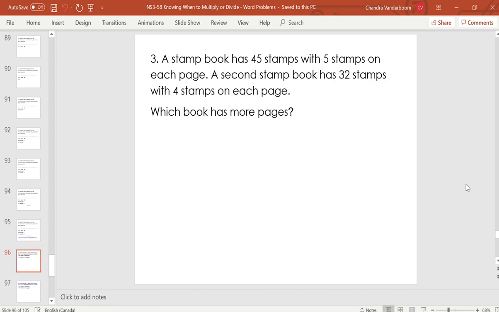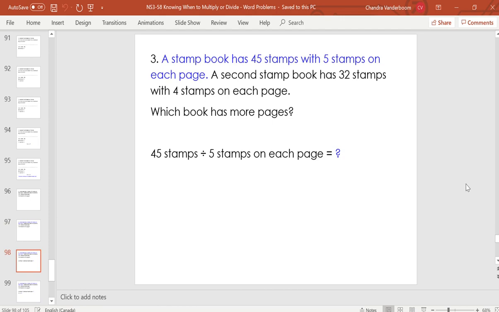A stamp book has 45 stamps with 5 stamps on each page. A second stamp book has 32 stamps with 4 stamps on each page. Which book has more pages? Wow, this is a question that has several steps for us to figure it out. The first part we're going to figure out is this top one. A stamp book has 45 stamps with 5 stamps on each page. So let's figure that one out first.